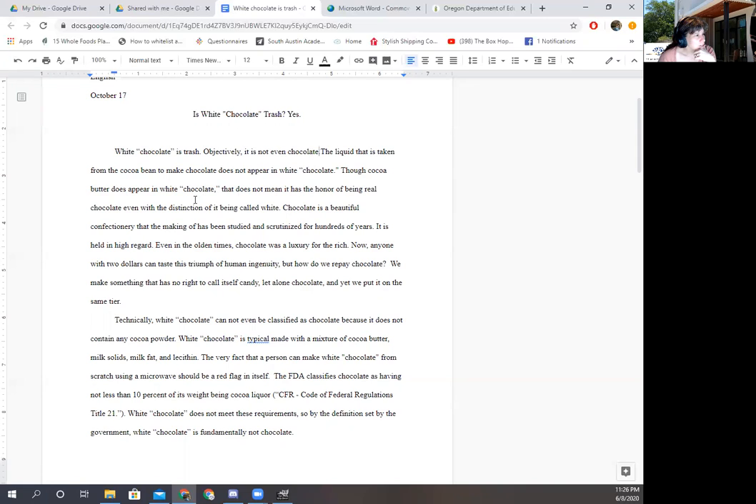"Liquid that is taken from the cocoa bean to make chocolate does not appear in white chocolate. The cocoa butter does appear in white chocolate. That does not mean it has the honor of being real chocolate, even with the distinction of it being called white. Chocolate is a beautiful confectionery that the making of has been studied and scrutinized for hundreds of years. It is held in high regard. Even in the olden times, chocolate was a luxury for the rich. Now, anyone with $2 can taste this triumph of human ingenuity. But how do we repay chocolate? We make something that has no right to call itself candy, let alone chocolate, and yet we put it on the same tier." So clearly she's making an argument.